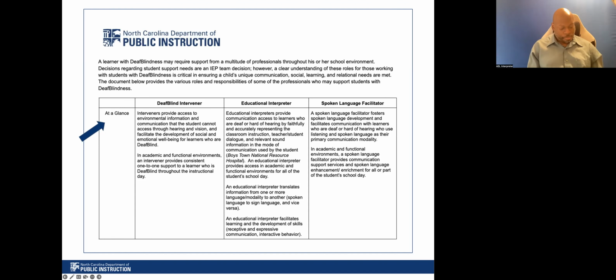Next, we will look at the specific rows within the chart. This document opens with an at-a-glance section, which provides you with a brief overview of the three roles in academic and functional environments. You will note that all three positions support access to language and communication, but deafblind interveners also facilitate access to environmental information that the student could not otherwise access through hearing and vision. How these professionals support access to language and communication depends on the unique needs of the student and the type and modality of language the student uses.